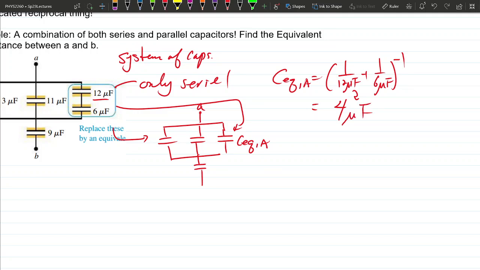Okay. So the equivalent of 12 microfarad in series with 6 microfarad is actually only 4. When you put capacitors in series, it actually decreases their value. Okay? So that's what this is.